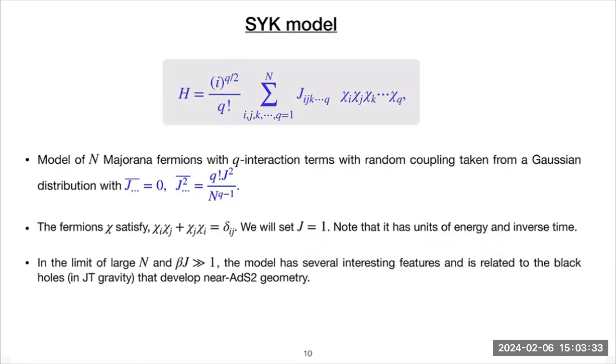So we'll construct some dimensionless parameters like beta j or jt, which will be dimensionless. This model, in the limit of large number of fermions and at low temperatures, which is beta j much greater than 1, has several interesting features and is related to black holes in some special kind of two-dimensional gravity, which is known as JT gravity. And this model in the large N limit develops approximate conformal symmetry, which is related to the dual picture in terms of the near-AdS2 geometry.